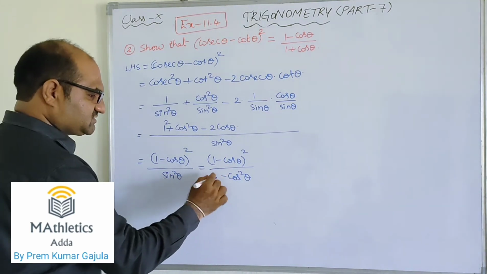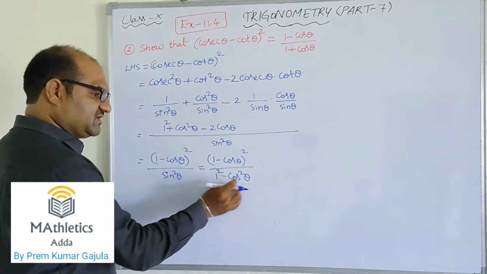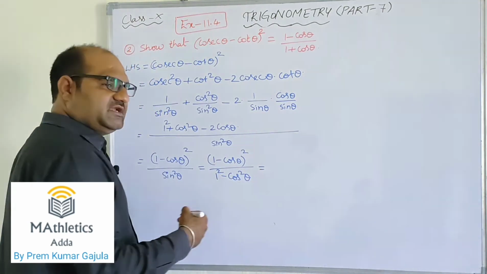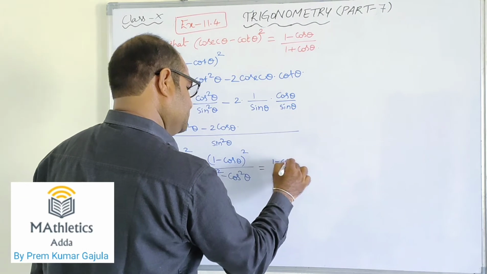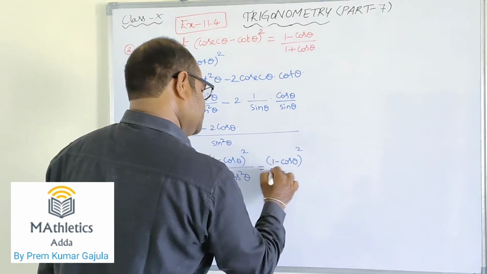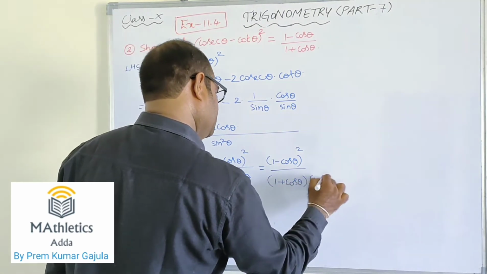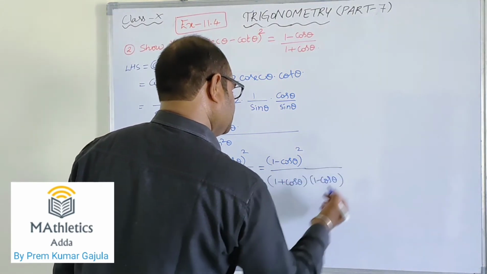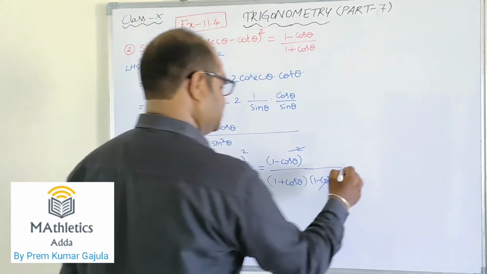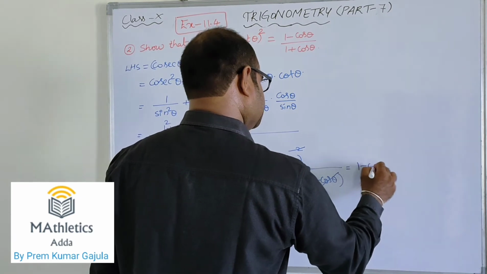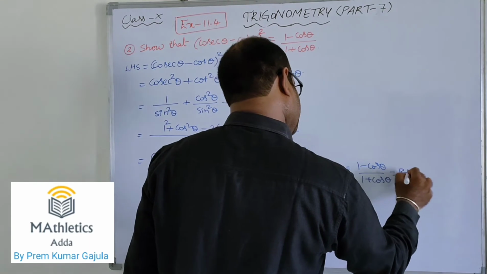So this 1 minus cos square we can write as 1 square minus cos square. So this is in the form of a square minus b square again. So we can write a square minus b square as a plus b into a minus b. So I am writing the same. Numerator is as it is. This denominator I am writing as 1 plus cos theta into 1 minus cos theta. Here 1 minus cos theta square is there, so square, and here 1 minus cos theta gets cancelled. So you will get 1 minus cos theta by 1 plus cos theta, which is our required RHS.